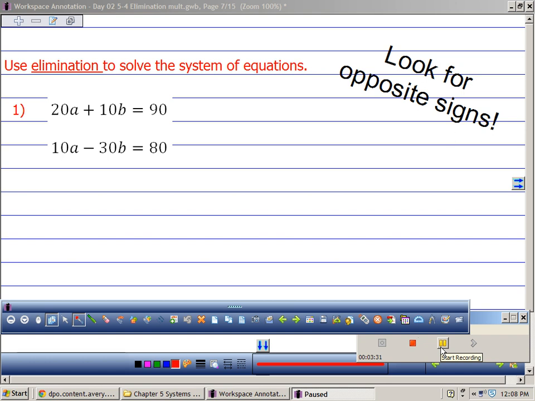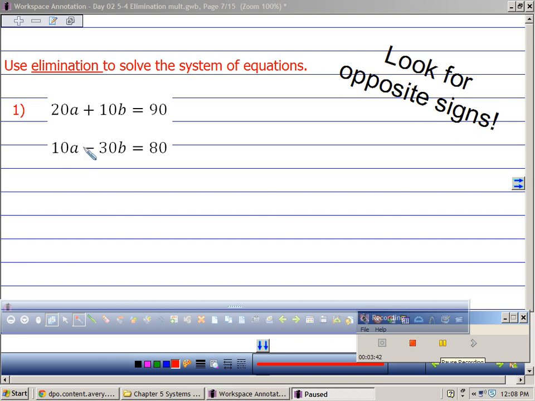Use elimination to solve the system of equations. Let's look for opposite signs. Who can tell me where you see opposite signs when comparing these two equations? Patrick, raise your hand. Thank you. The B's, right? This one has a positive and this one has a negative. But do they have the same coefficient? No, they do not have the same coefficient. What can we do to change that? Anybody have any ideas?